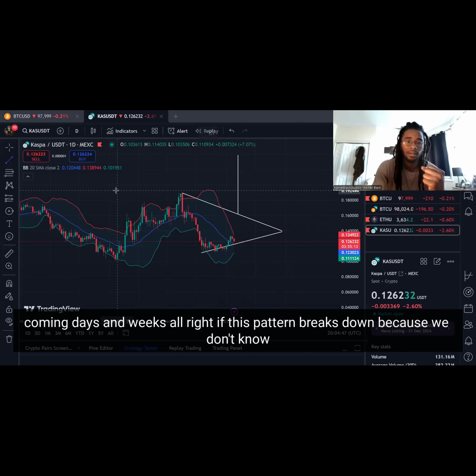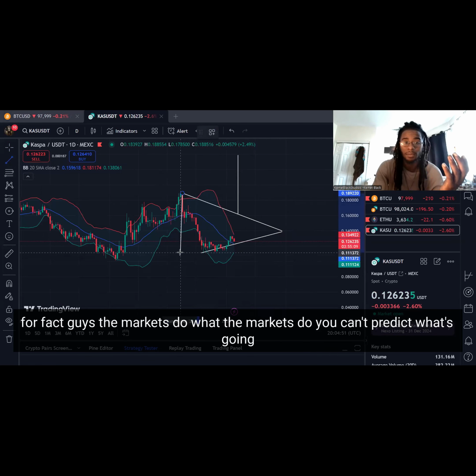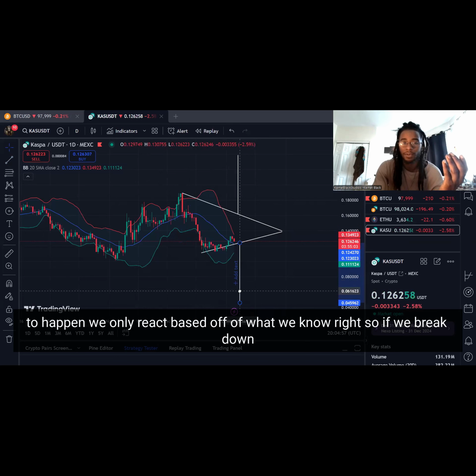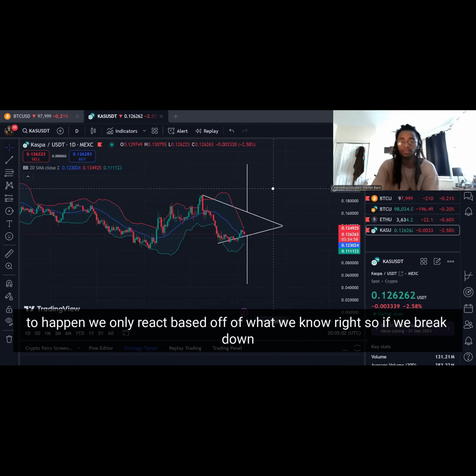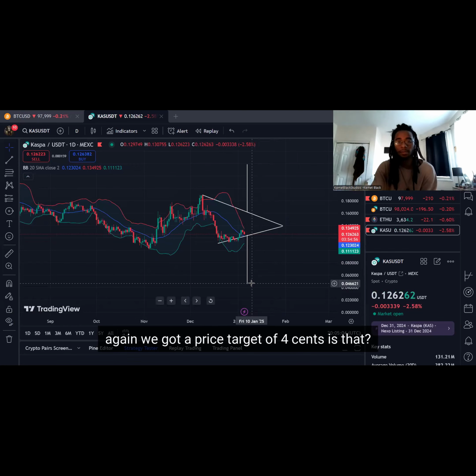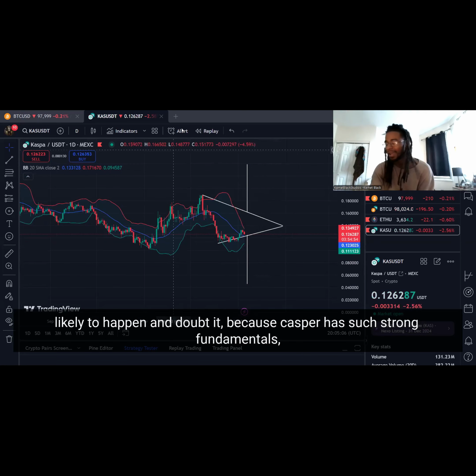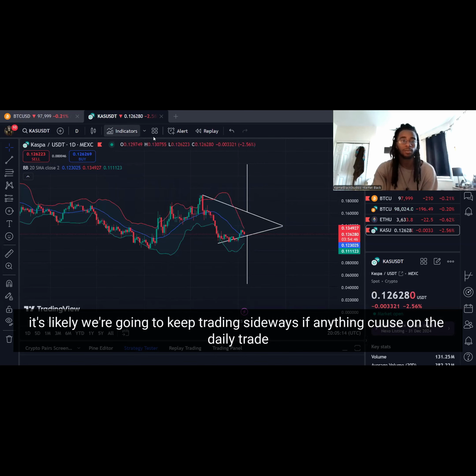All right. If this pattern breaks down, because we don't know for a fact, guys, the markets do what the markets do. We can't predict what's going to happen. We only react based off of what we know. So if we break down again, we got a price target of 4 cents. Is that likely to happen? I doubt it. Because Kaspa has such strong fundamentals, it's likely we're going to keep trading sideways, if anything.